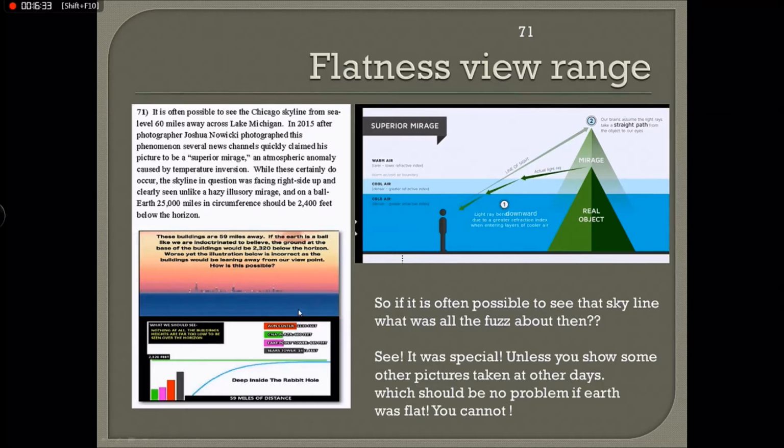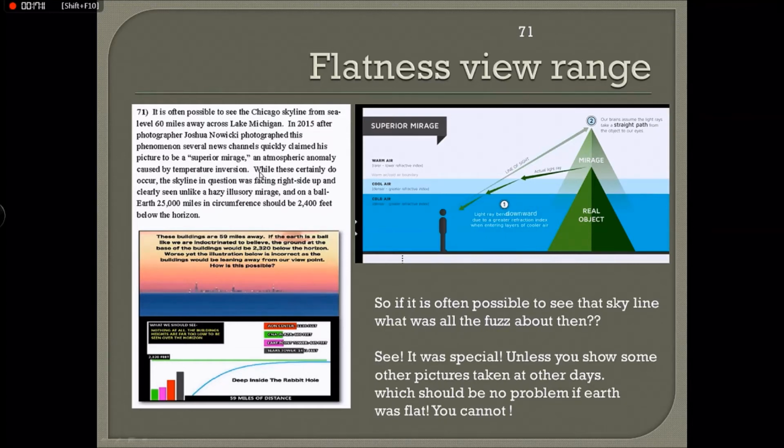Very often discussed is the Chicago skyline across Lake Michigan. He says it is often possible to see the Chicago skyline, and after this guy photographed the phenomena of a superior image, it was all over the news. Hell, if it is often possible, then why should this come into the news? It only came into the news because it was a very exceptional thing that happened. That is the reason why there was so much fuss about.